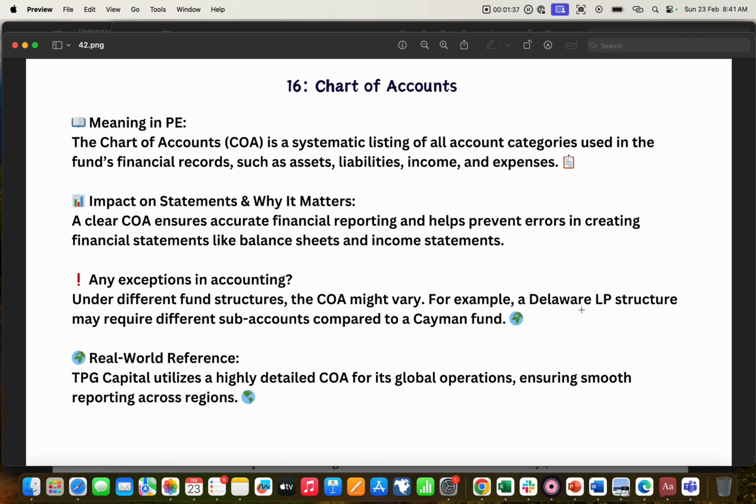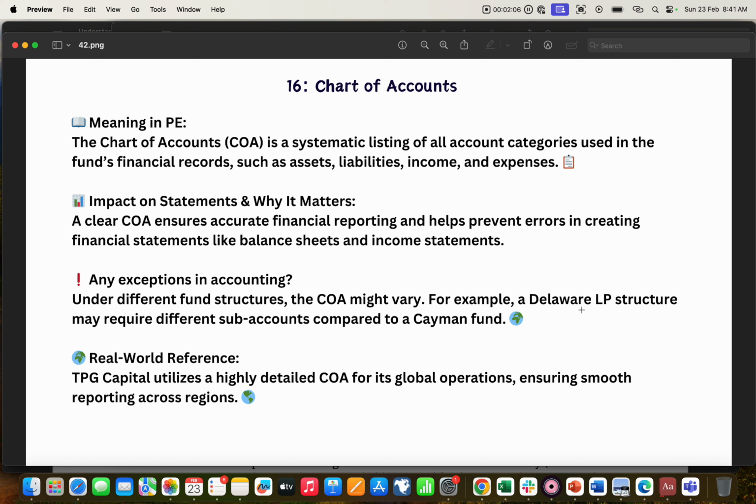Error prevention helps create a solid balance sheet and income statement. Regulatory compliance is essential for the audit and investor confidence. No one wants accounting surprises at the last moment when the audit is going on. So this COA, chart of account, helps in three major areas: financial reporting, error prevention, and regulatory compliance as well.